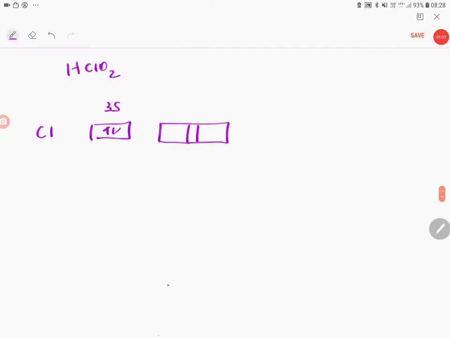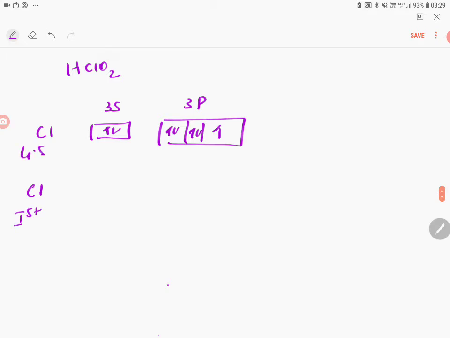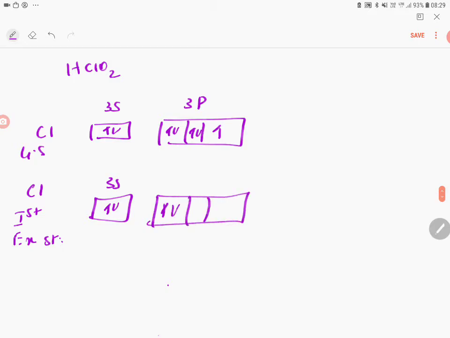Three S and 3P. So here, what will happen is you need to promote it to the first excited state. This is the ground state. Three P, 3D.